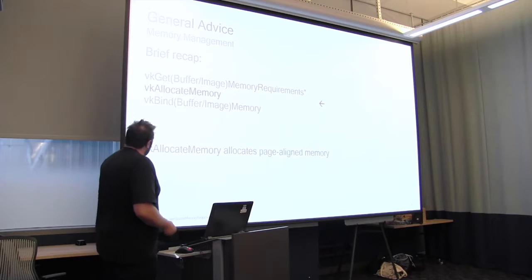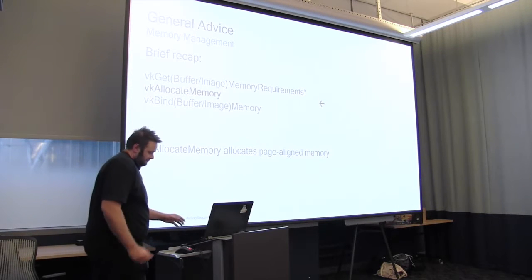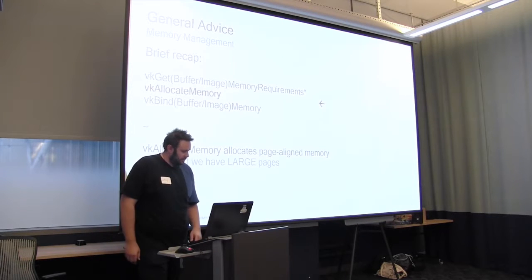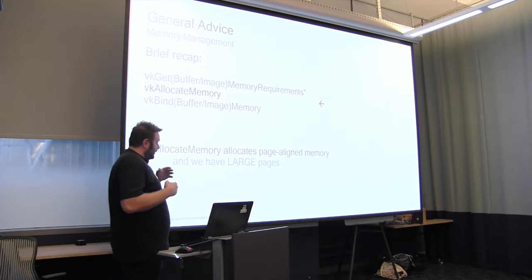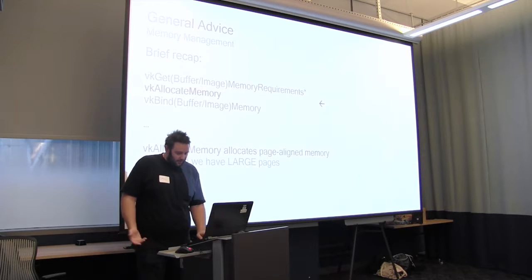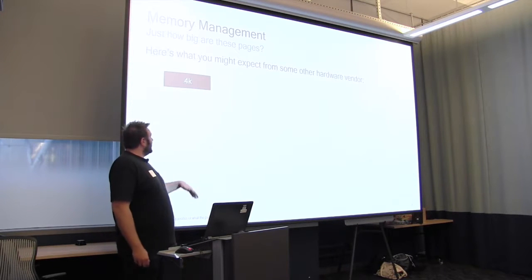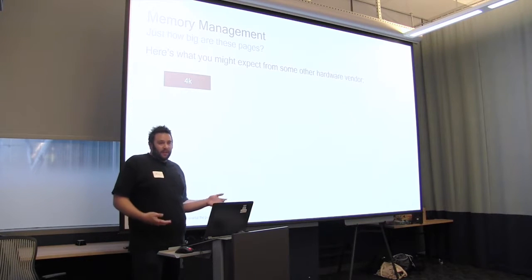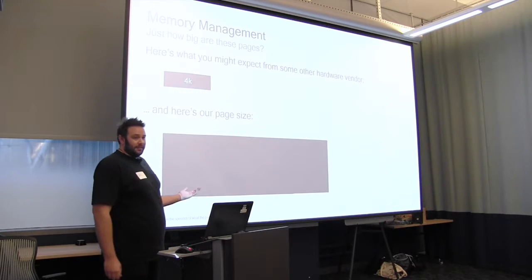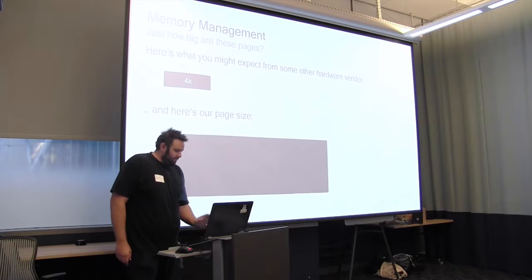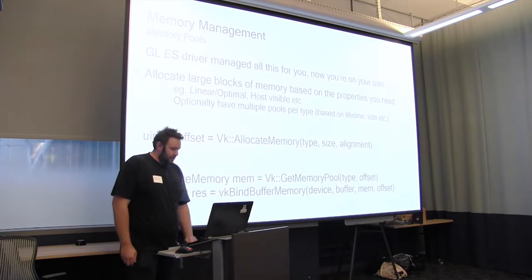Well, allocated memory on Qualcomm hardware allocates page-aligned memory. That happens on a lot of devices, especially Windows. But for Qualcomm, we have very, very large pages. What does that mean? On some other hardware vendor, you might expect page-aligned memory to allocate on a 4K boundary. This is our page size for comparison. What does that mean? You're going to run out of memory very quickly if you do a lot of little allocations, and that's not what you want.